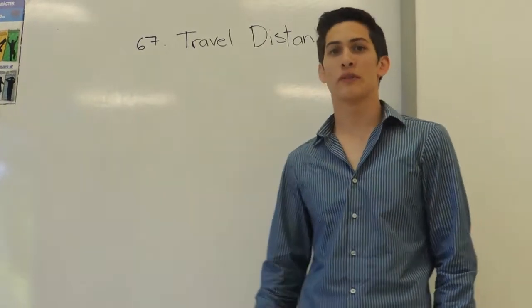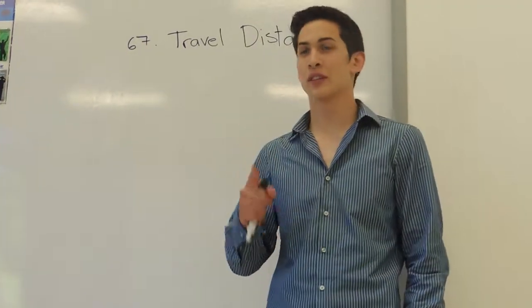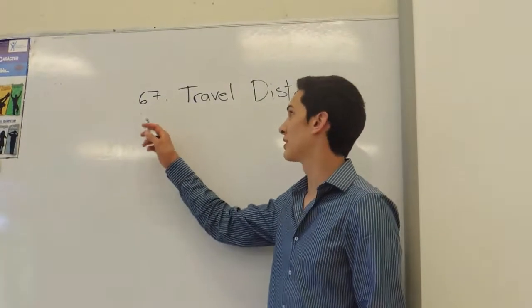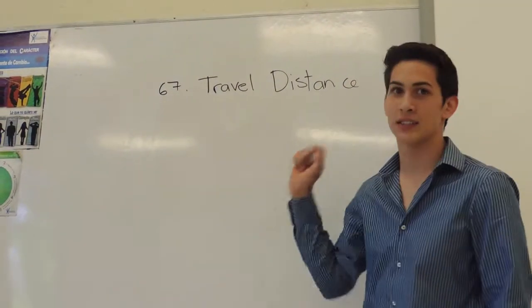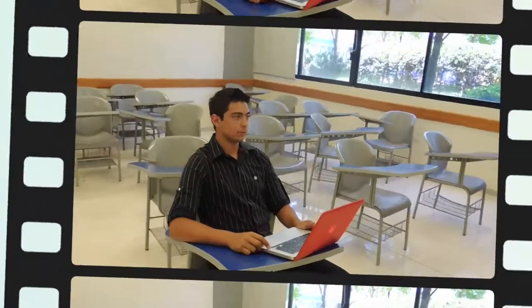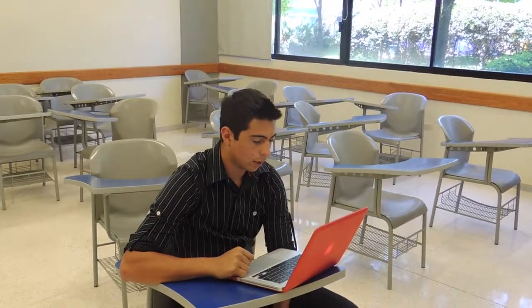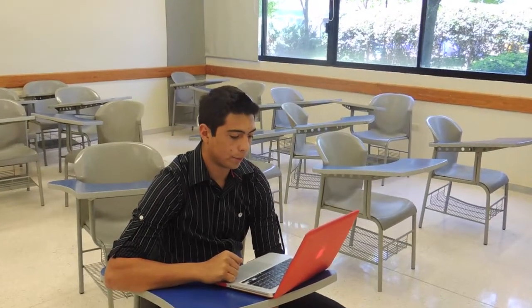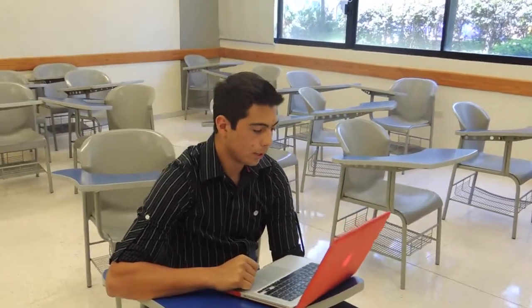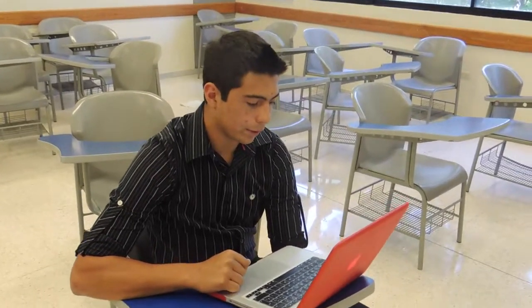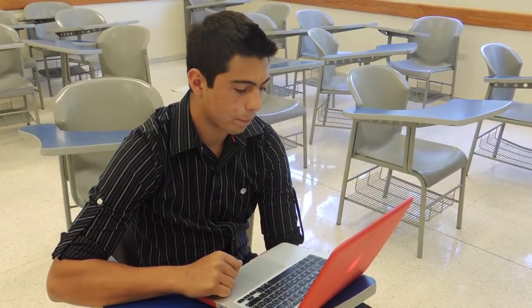We were asked to solve 2 problems. So first, we are going to solve number 67, travel distance. Can somebody read the problem? Me. 67. Travel distance. A car's wheels are 28 inches in diameter. How far in miles will a car travel if its wheels revolve 10,000 times without slipping?